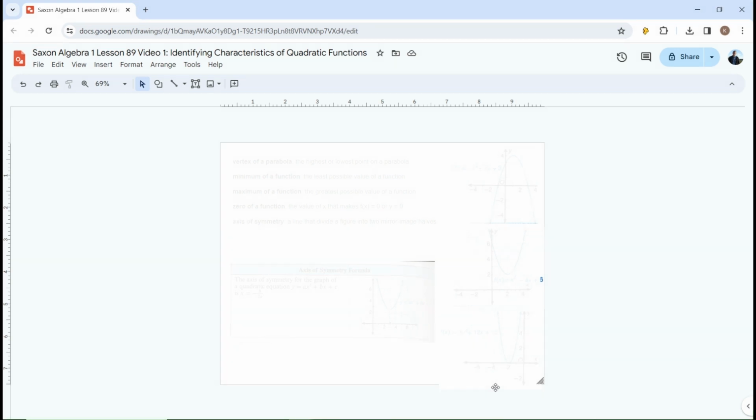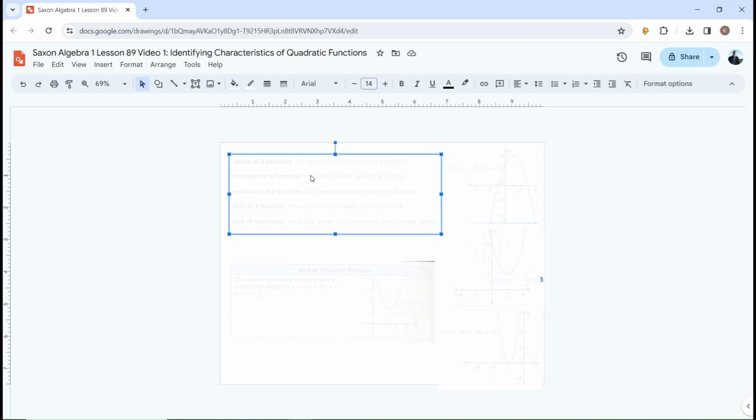Hey, algebra students, in this lesson, we're going to be talking about characteristics of quadratic functions. These are going to be functions that have an x squared term that, when graphed, make a parabola. Now, what we're going to start with is some terminology that we're going to need to know, and then we're going to dive into some practice problems related to quadratic functions.